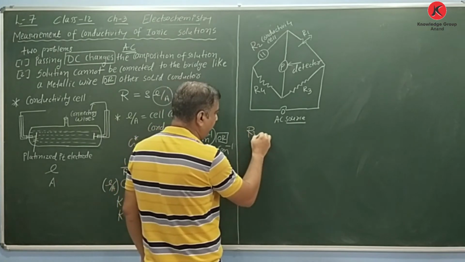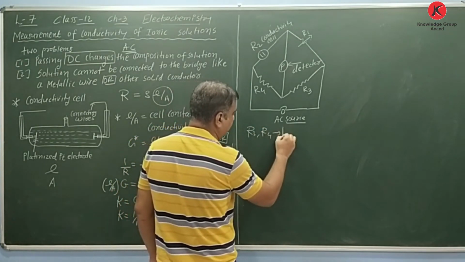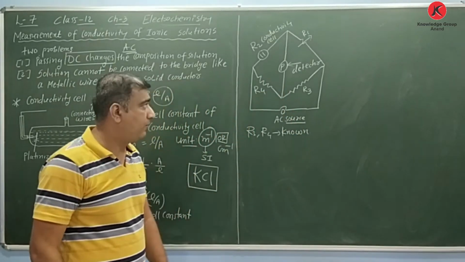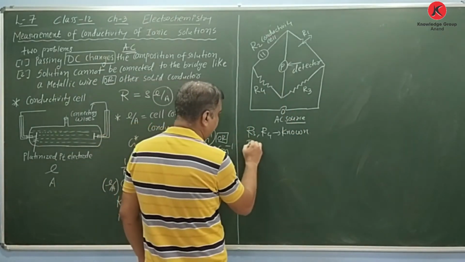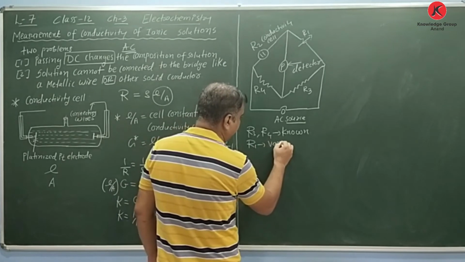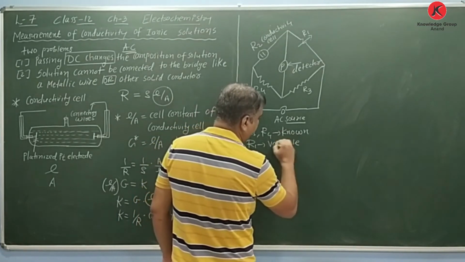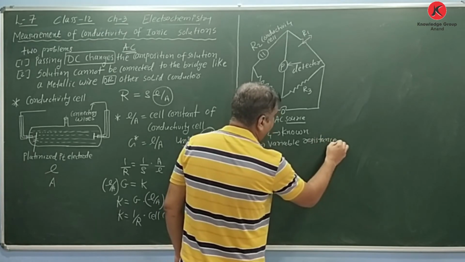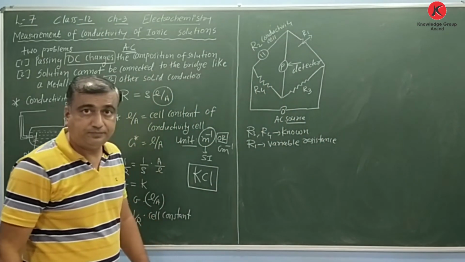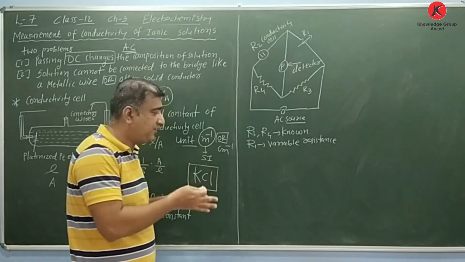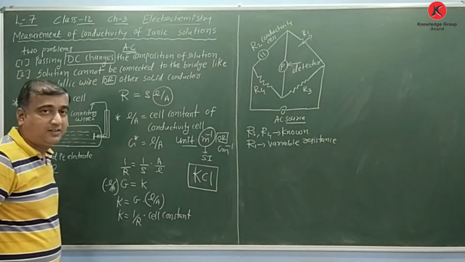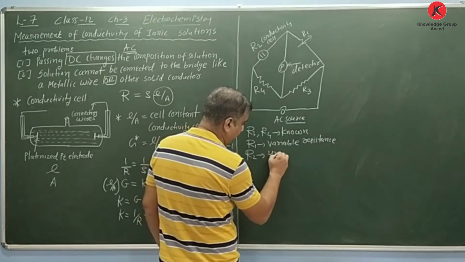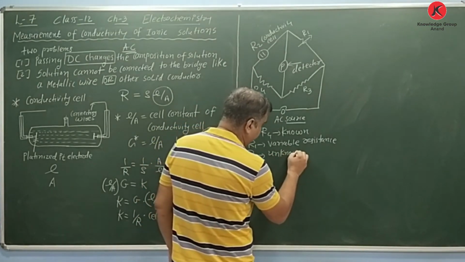R3 and R2 are the known resistances. In a Wheatstone bridge, R1 is the variable resistance, and R2 is the resistance of this ionic solution which is to be measured. R2 is the unknown resistance.